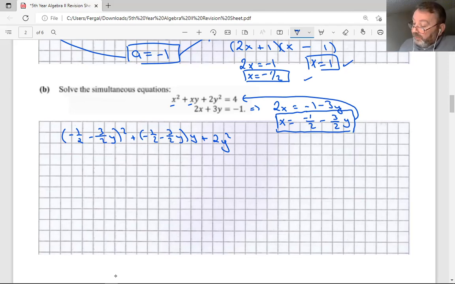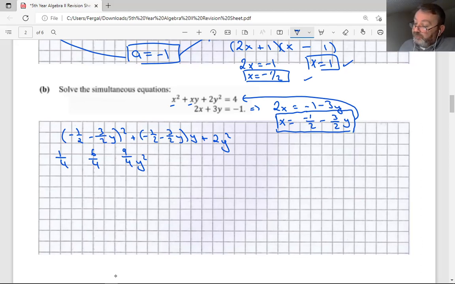Okay. Now, square the first one. You're squaring a binomial, so you square the first number, a quarter. You square the last number, 9 over 4y squared. Then you multiply these two together, which gives you 3 quarters, and then you double the result, so you get 6 quarters.